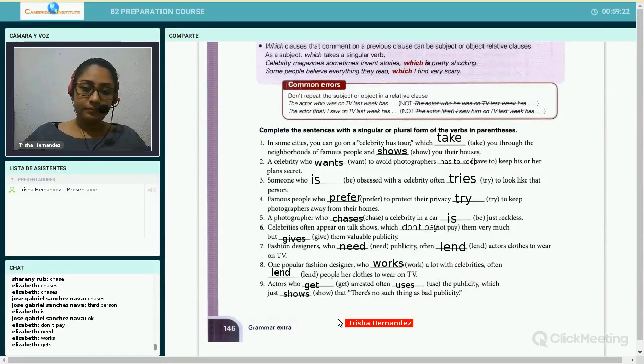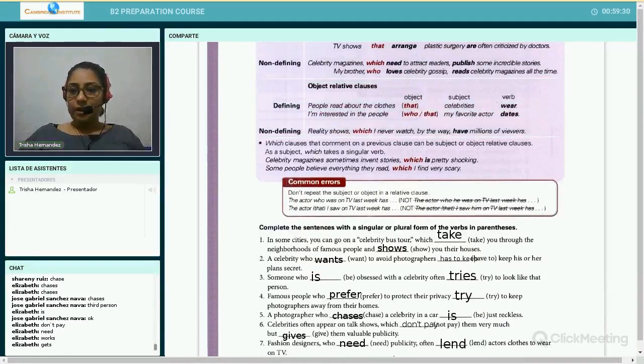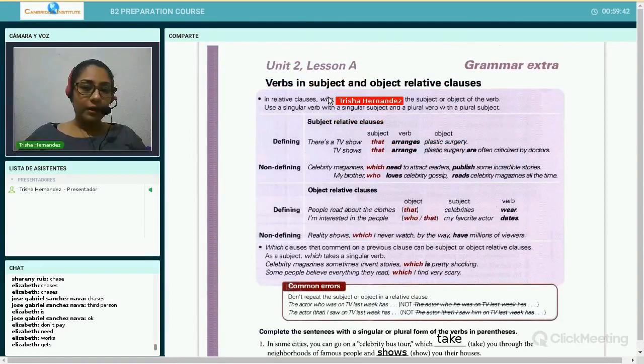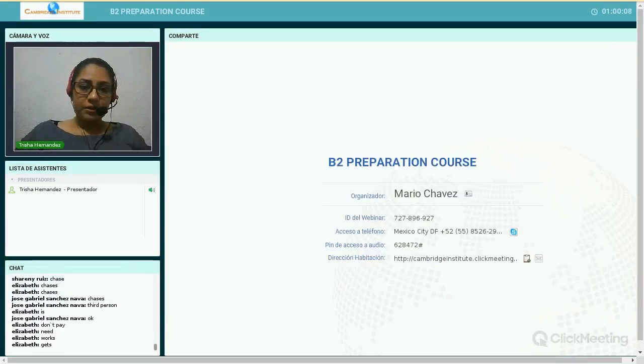Okay. And let's go to the next exercise. This is only an exercise where we can practice this grammar structure with the relative clause with which, who, that, and the verbs. How are we going to rearrange the verbs? We have object relative clauses, subject relative clauses, and non-defining and defining. Okay, so let's go to the next. Now this is the past. Yeah, we finished this exercise and let's continue with the next topic.